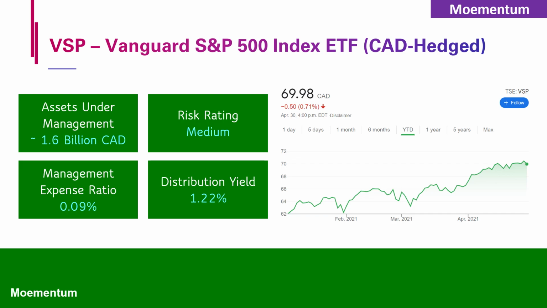VSP has $1.6 billion assets under management and currently has an annual distribution yield of 1.22%, which is paid on a quarterly basis. VSP has a management expense ratio of 0.08%, which means if you were to invest $10,000, you'd pay an $8 fee in the year. This ETF also has a risk rating of medium.